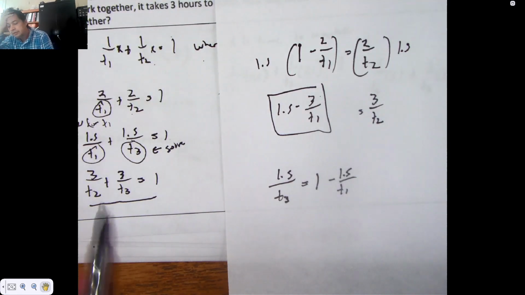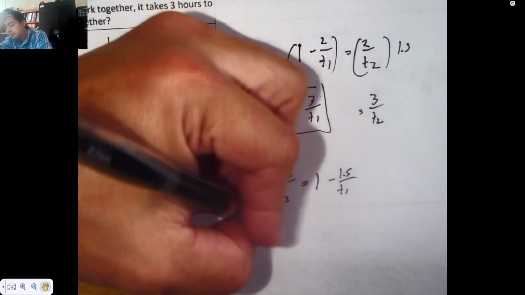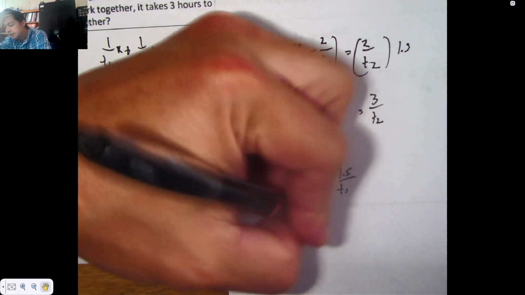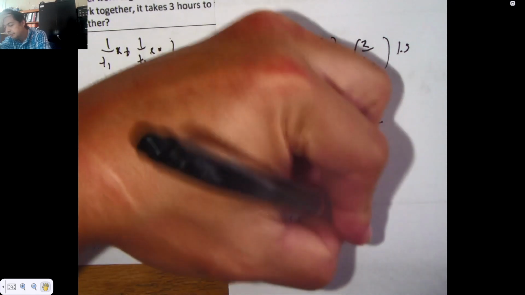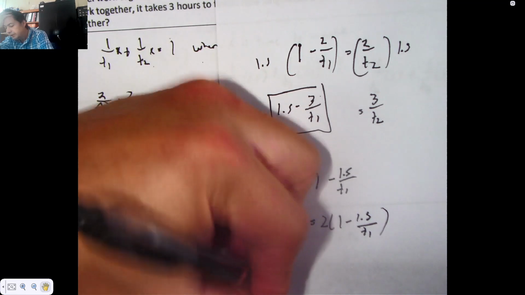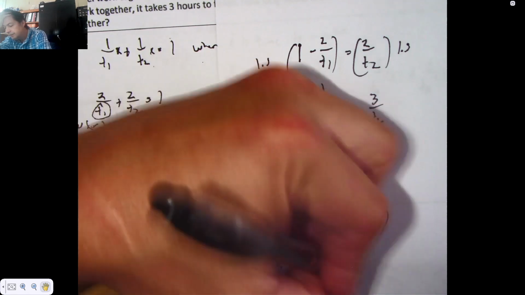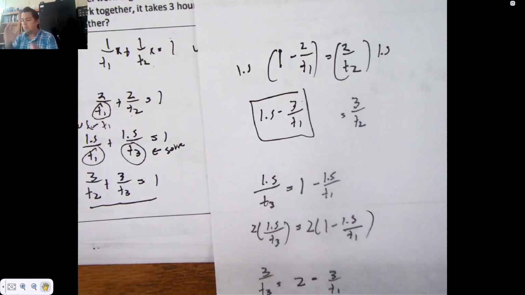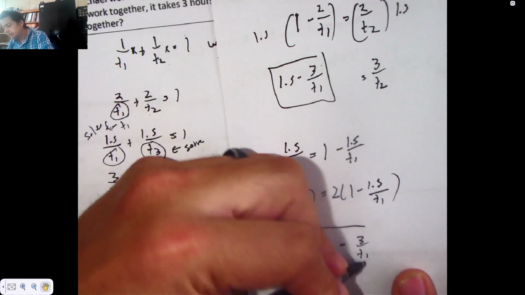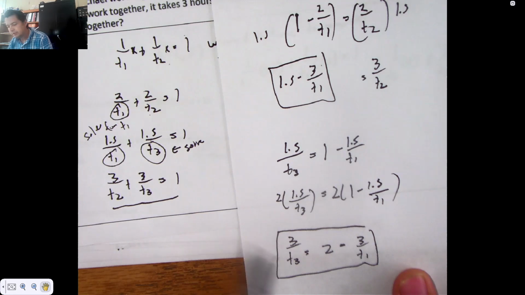And I need this to be a 3. So I'm going to double the left. Because there's equality, I can get away with doubling both sides. And it turns out 3 over time 3 is 2 minus 3 over time 1. Now, why did I do all that? Because I am finally in a position to figure out a time. I can plug this in to this equation.